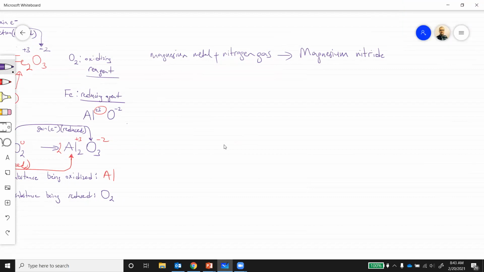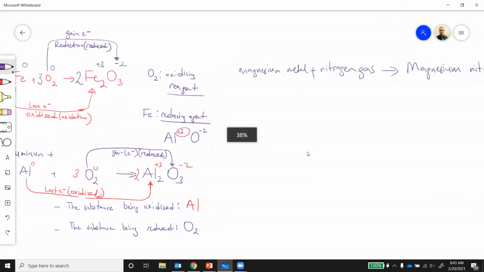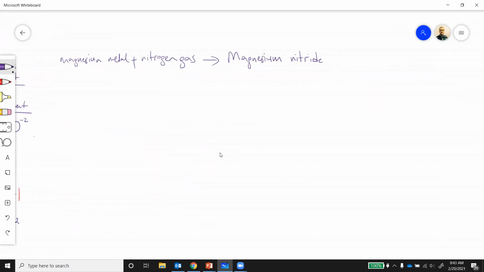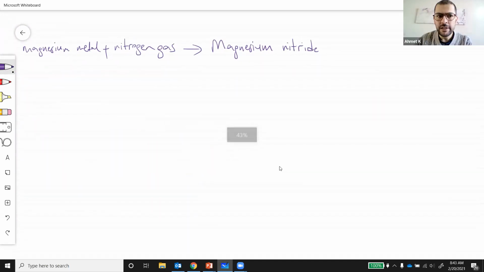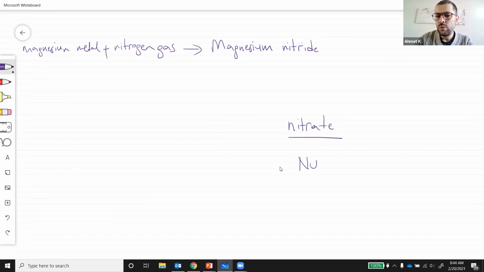Professor, if it would be nitrate, it would be Mg2 and 3, right? If it's a nitrate, this is different, guys. Nitrate. This will be NO3 with a negative charge, minus.